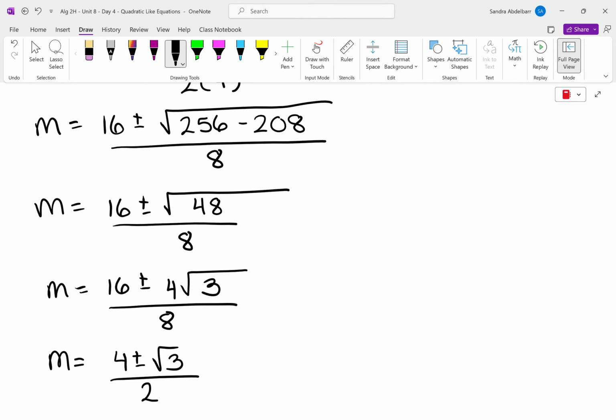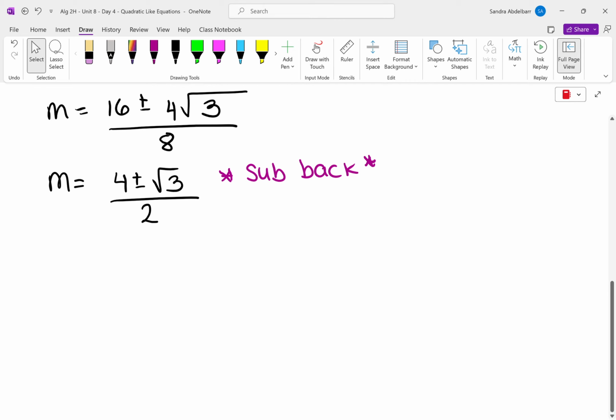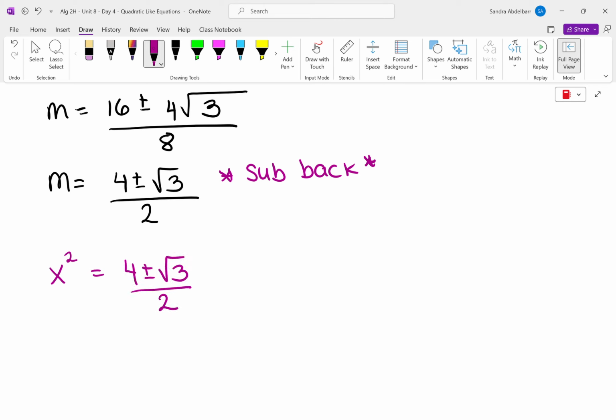I am not done. This is not my answer. Why? Even though it seems like we've done a lot of work, we should be done. Danny? This is just m, and it has to substitute back the other way. Good, because remember, we used substitution, so now we must substitute back. Remember, my m was represented by x squared. So x squared is equal to 4 plus or minus root 3 over 2.